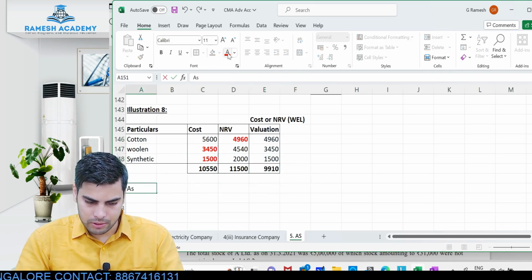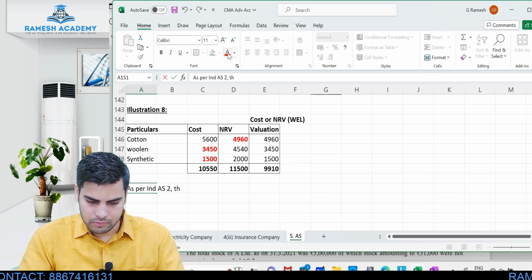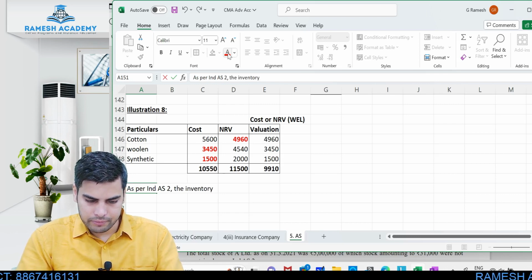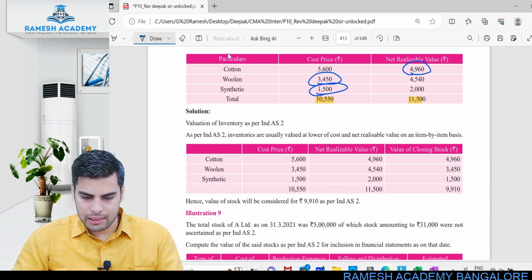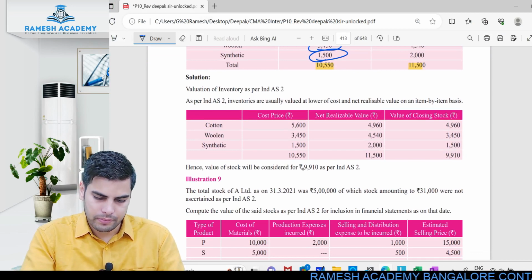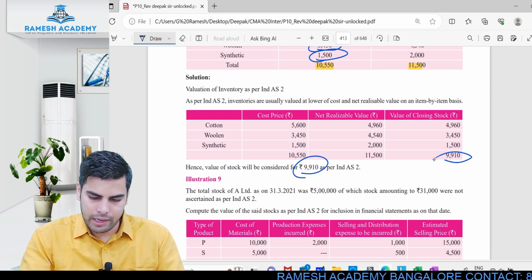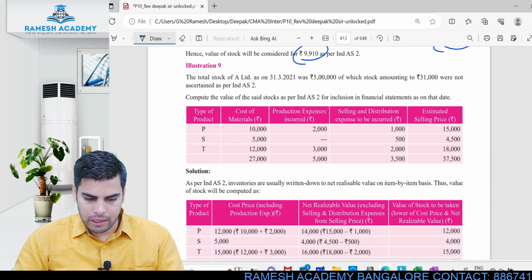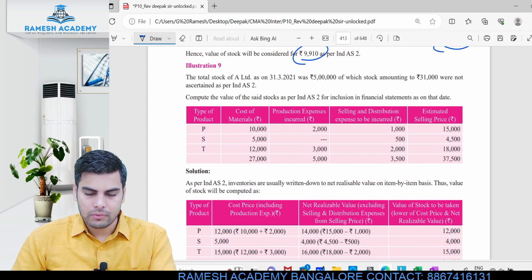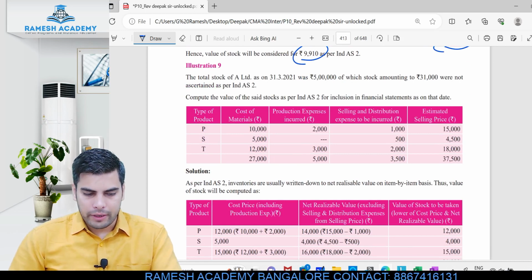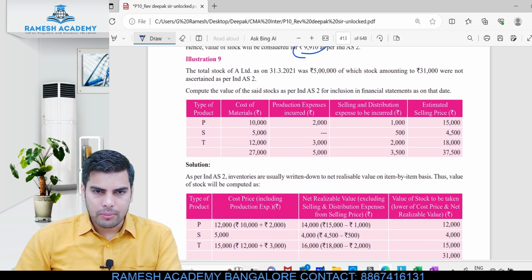So as per Ind AS 2, the inventory shall be valued at rupees 9,910. The calculation I have already shown. Look at this, 9,910. This is the value. Cost or net realizable value, whichever is less. Is there any doubt, any confusion? Clear? All right. So let's look into this illustration number 9 now.